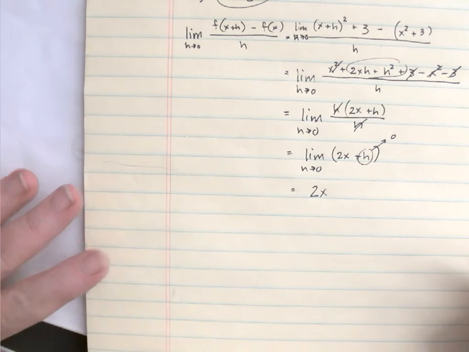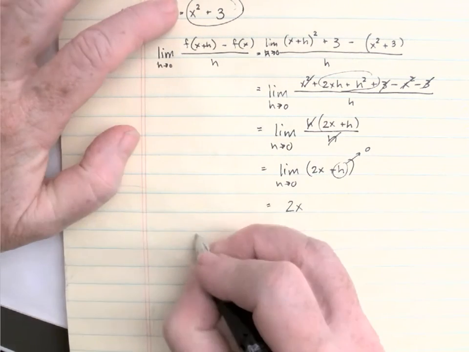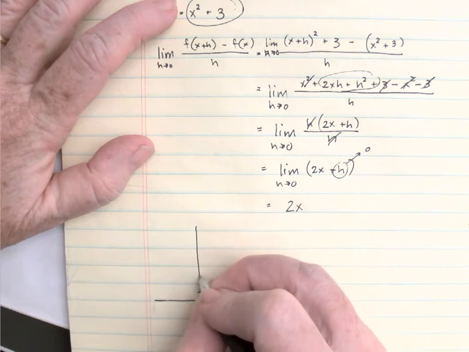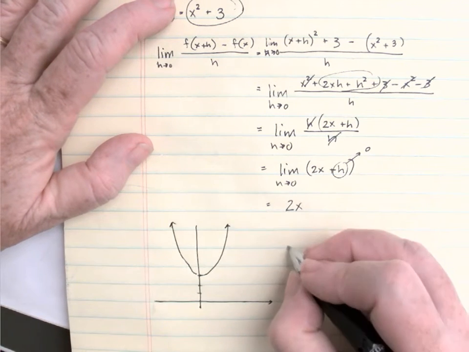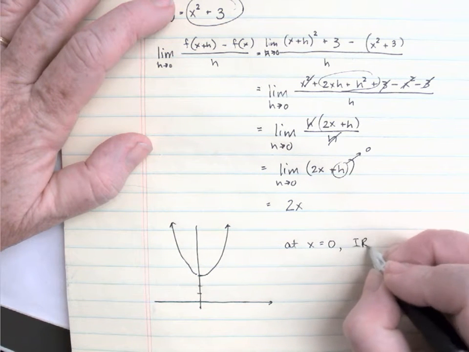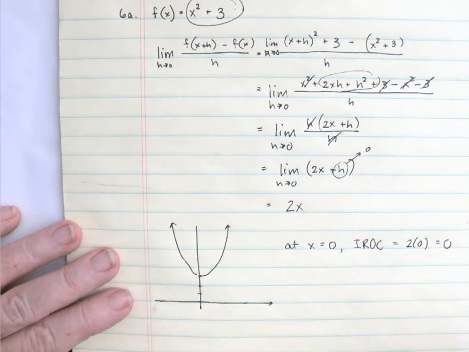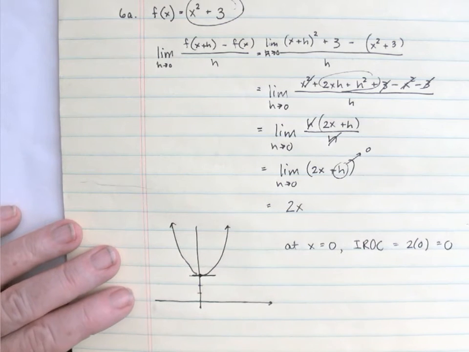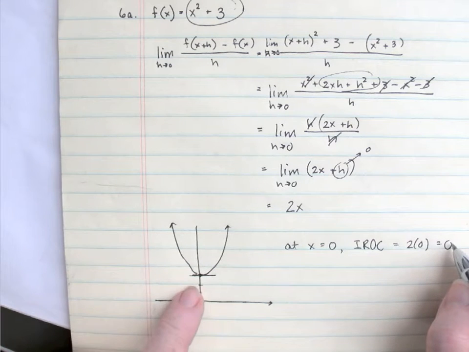So here's what we're saying. We are saying that, in fact, for any value of x, I can find the instantaneous rate of change. So if I looked at the graph of x squared plus 3, which I know is a parabola moved up 3 places, at x equal to 0, IROC is going to be 2 times 0, which is just 0. So in other words, at this point right here, when x is 0, if I were to draw in a tangent line, it would have a slope of 0, which seems reasonable because it's horizontal.